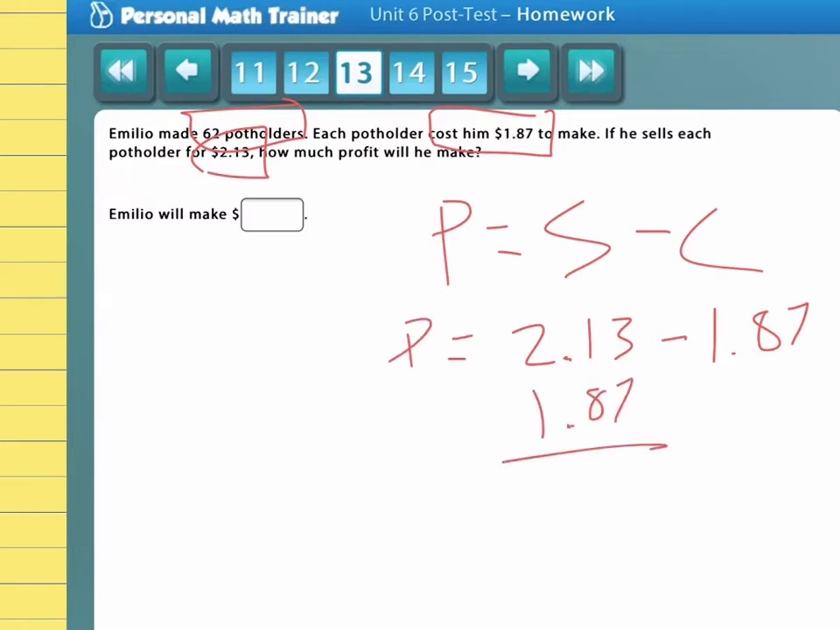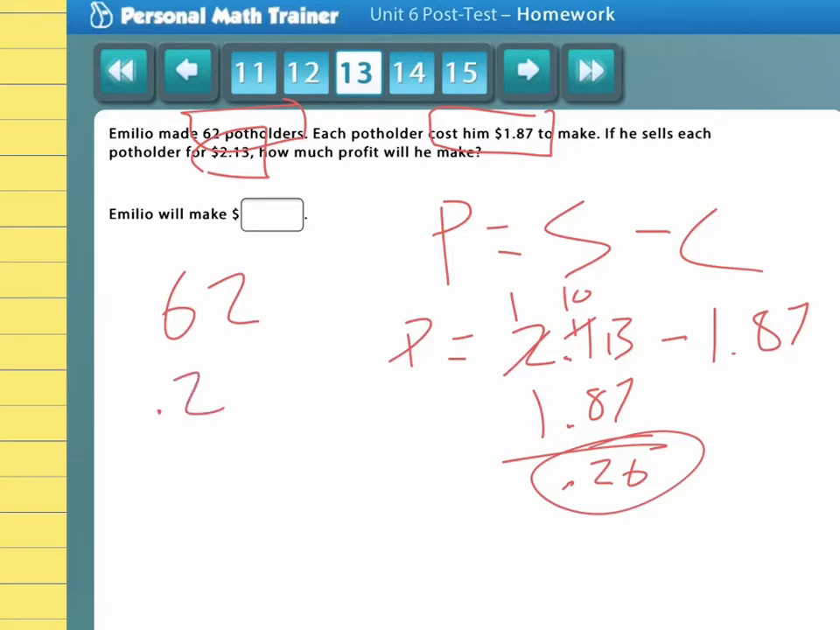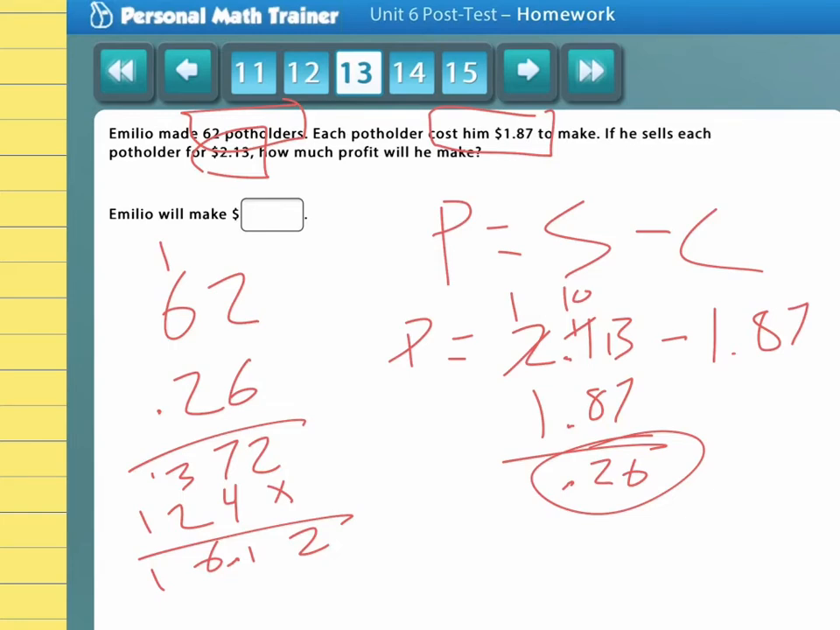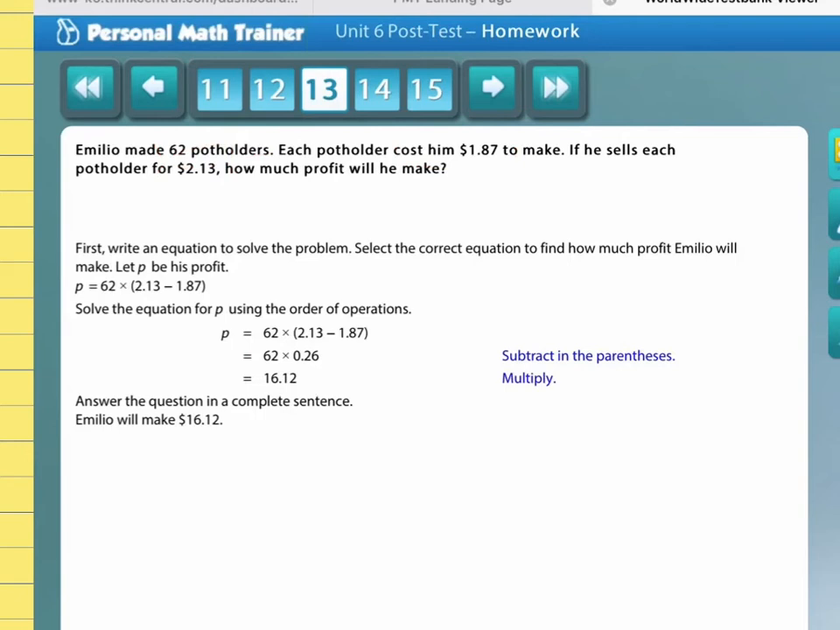Looking at it this way, I've got to regroup here. So I regroup and regroup. So 13 minus 7 is 6. He makes a total profit of 26 cents off of each pot holder. Then we have to figure out how much total profit we will make, multiplying 62 pot holders times 26. So he's going to make $16.12.